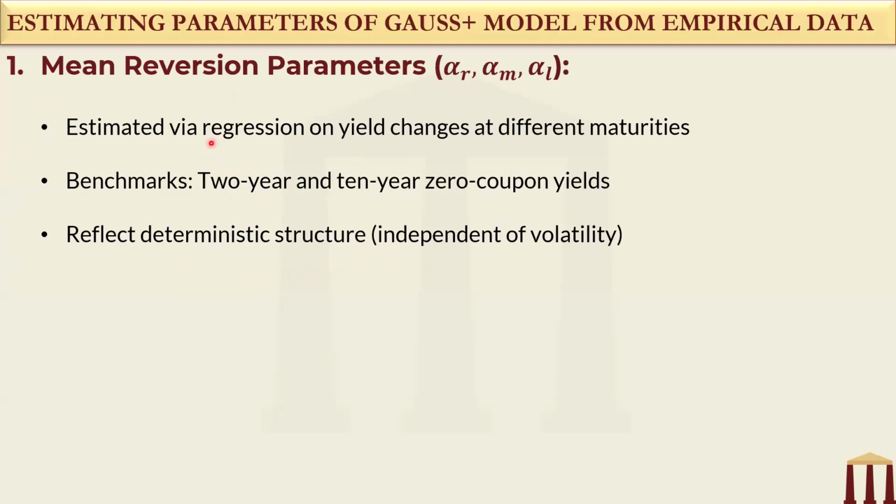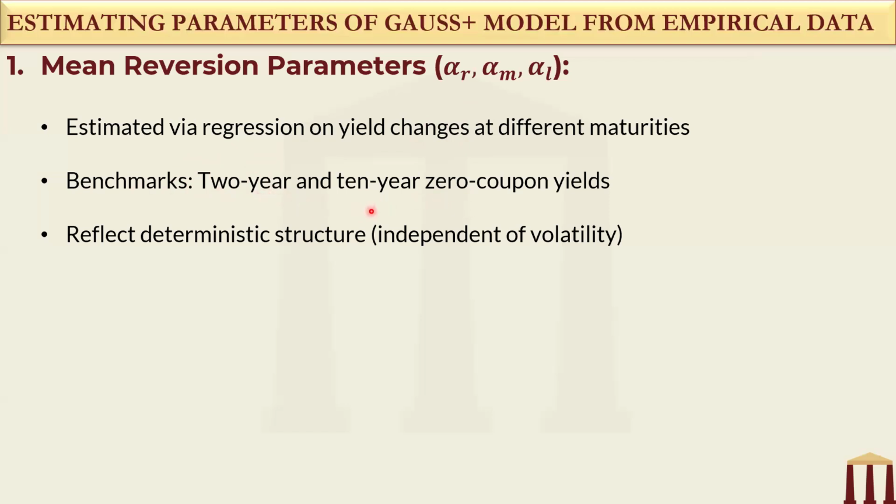So let's start with the first stage, the mean reversion parameters. The mean reversion parameters are basically telling you how quickly each of these rates, the short term, medium term, and long term factors, actually pull back to their target levels. And we estimate them using regression. So here's how it works. We look at how the yields on different maturities change in response to changes in some benchmark rates, like the 2 year rates and the 10-year rates, or you can say the 2 year zero coupon yields and the 10-year zero coupon yields.